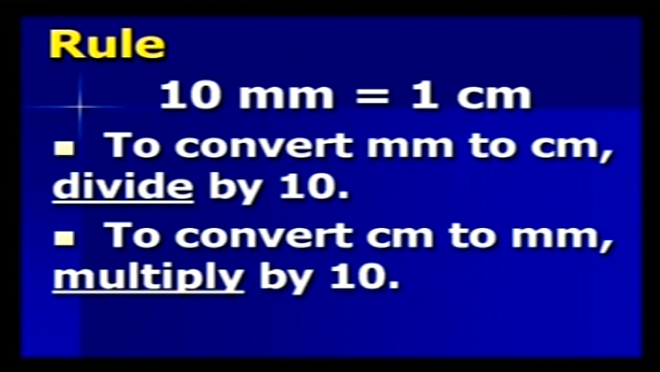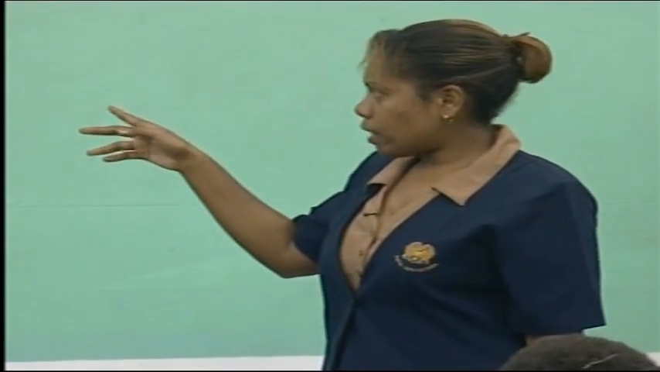So in other words, when you want to convert a smaller unit to a bigger unit, millimeters to centimeters, do you divide or multiply? You divide. If you want to convert a bigger unit to a smaller unit, centimeters to millimeters, what do you do? You multiply. All right, let's go through two examples.